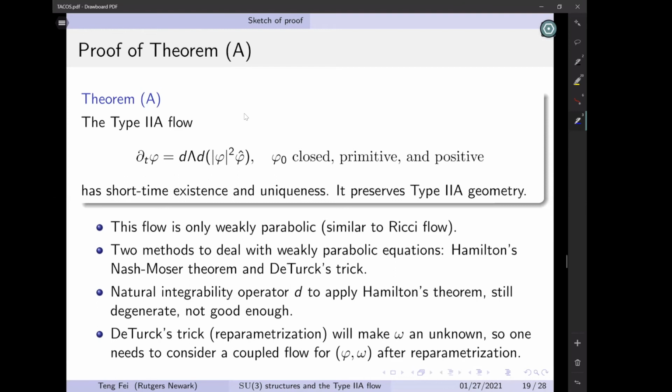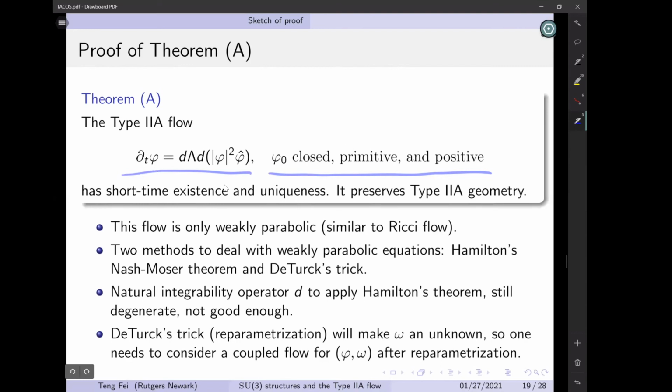relatively easy to do. Okay, so this is our flow, and the initial data satisfies closedness and primitivity, and also positivity, which means we have a compatible Riemannian metric. So the first thing is, if we'd like to have a parabolic equation, if the flow is parabolic, then the short time existence and uniqueness is automatic. Then we're in good shape.